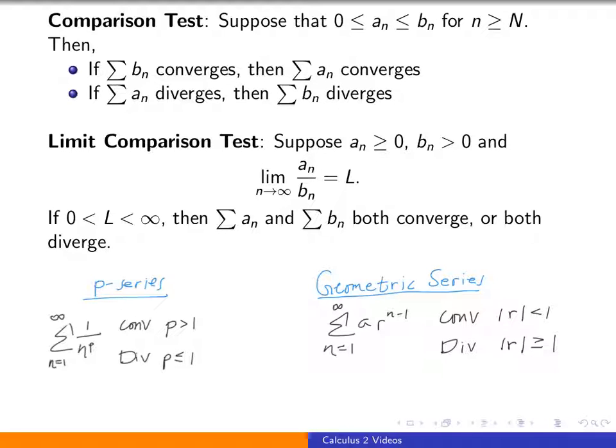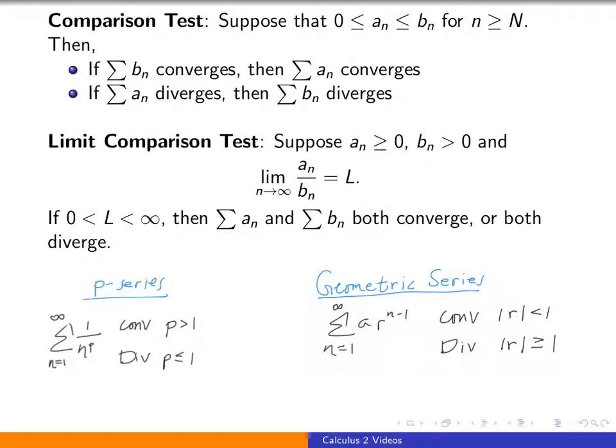So that's very important. But assuming all those terms are positive, for the comparison test, we know if we have this inequality, when the bigger quantity converges, so does the smaller. Additionally, when the smaller thing diverges, so does the bigger thing. Now, if you want to use a comparison test, that is, it looks like something comparable to a p-series or geometric series, but you cannot get the inequalities to work out. In that case, we move on to the limit comparison test.